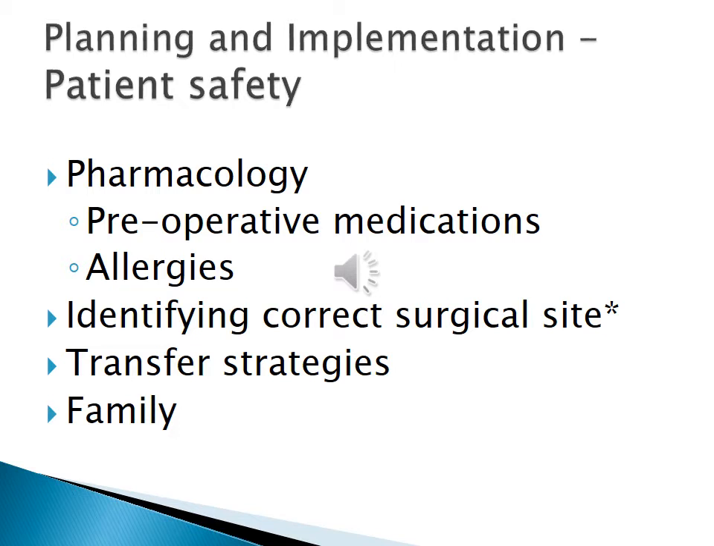Huge thing, want to identify the correct surgical site. There have been a lot of times, probably not so much now as in the past, where the wrong organ was removed or the wrong leg was amputated. So we just need to make sure that the correct site is identified. Transfer strategies depend on their weight, their mobility, and then also make sure family is aware and that you are updated on what family is there and make sure they're educated.